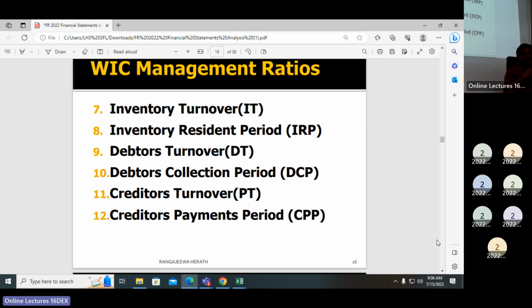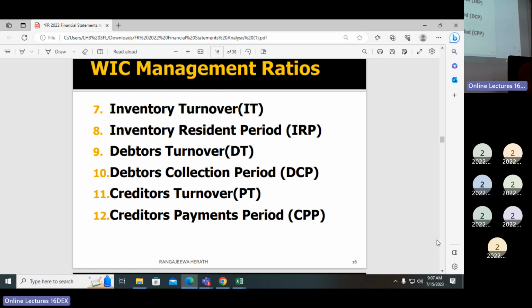Working capital කියන්නේ ඇත්තටම current asset and current liability. ඒ සාමාන්‍යයෙන් ඔයගොල්ලෝ finance වලදී කතා කරනවා, finance subject. Current asset called gross working capital. Current asset minus current liability called net working capital. So these working capital ratios measure the efficiency of managing current asset and current liability.